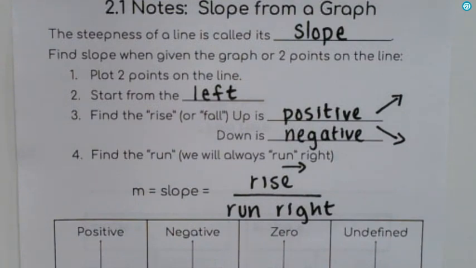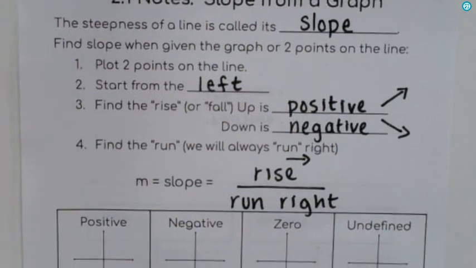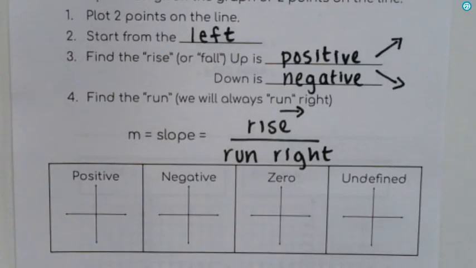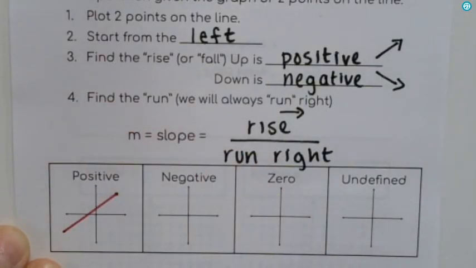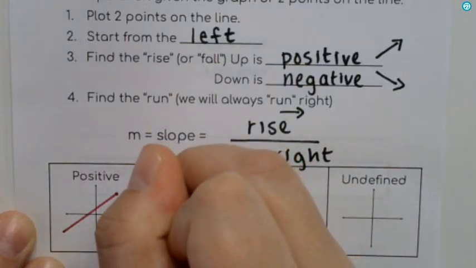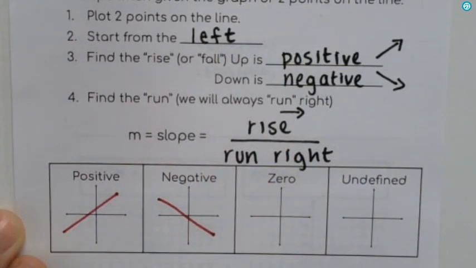Okay, there are 4 types of slope that we need to know and that we will see throughout this entire unit. Most of the time, our slope will be positive or negative. If a slope is positive, as we are going from left to right, that line is going up. If a slope is negative, as we are going from left to right, that line is going down.